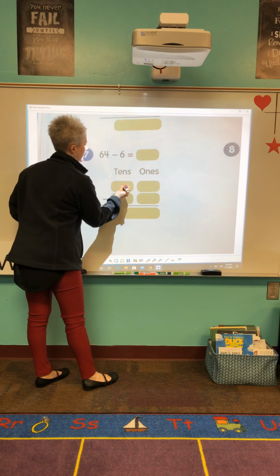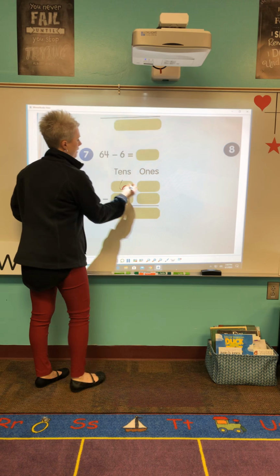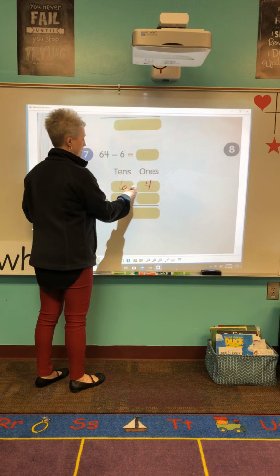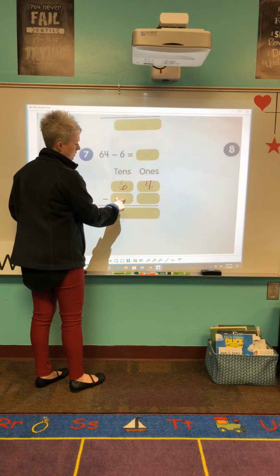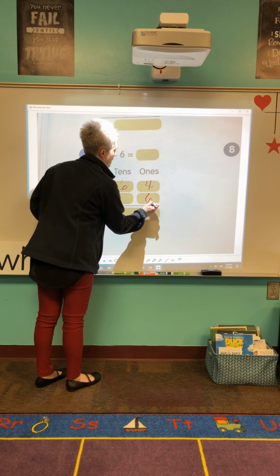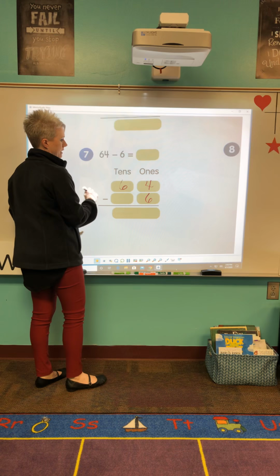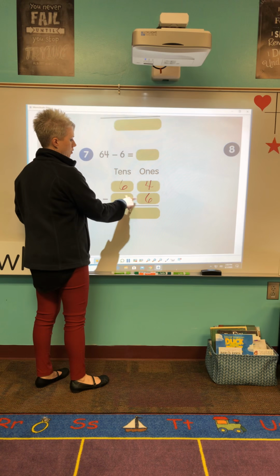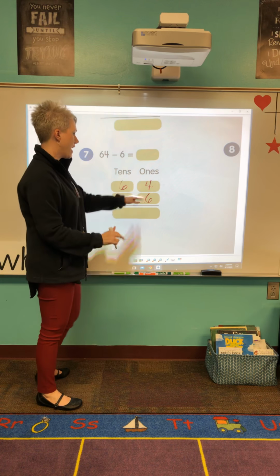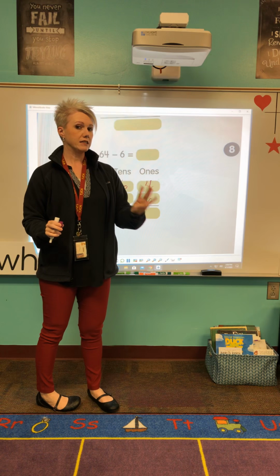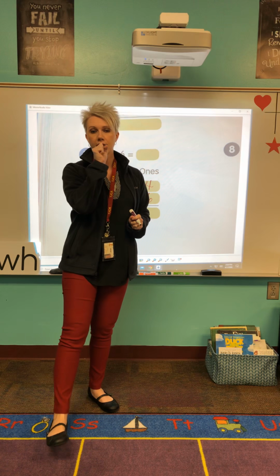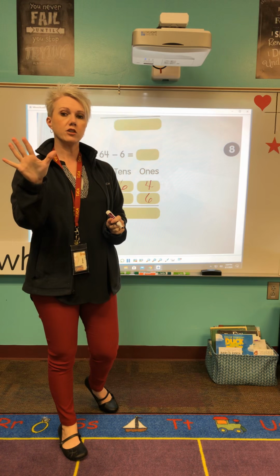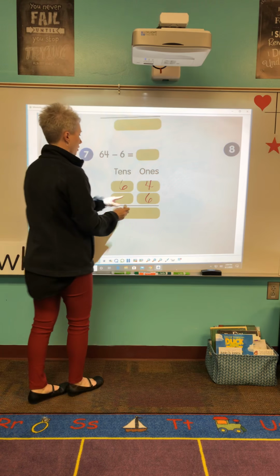We have 6 tens and 4 ones in 64 minus 6. We have 0 tens and 6 ones in the number 6. So 64 minus 6. If I have 4, can I take 6 away? I cannot. So what do I have to do? Blow it in your hand? Release it? Good job. I have to borrow.